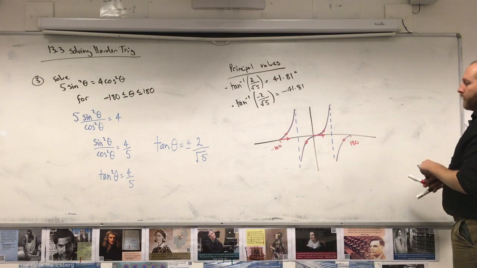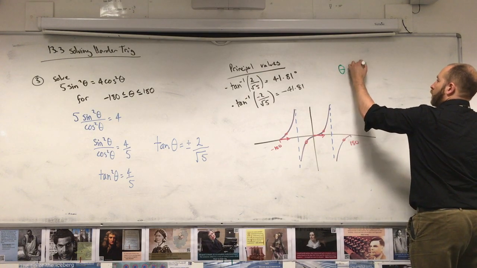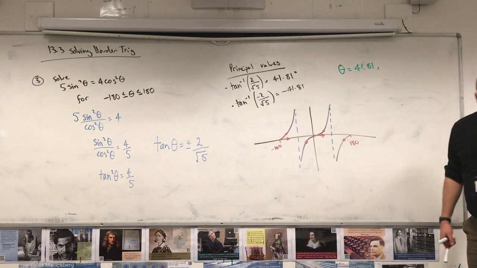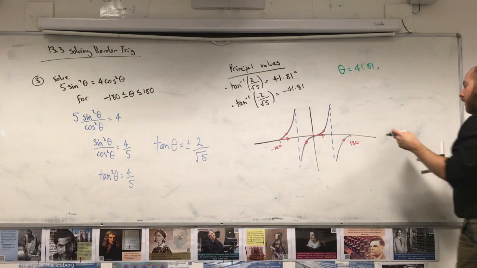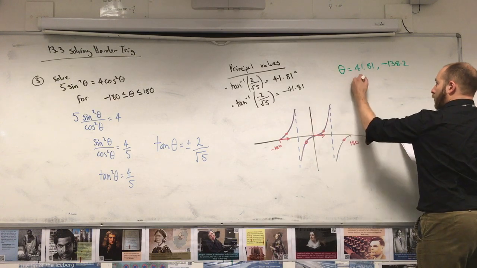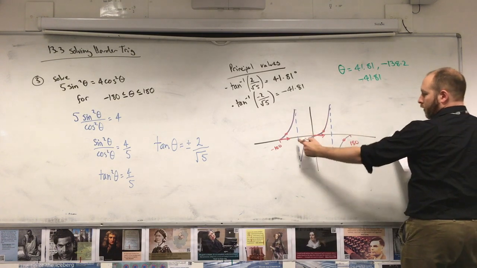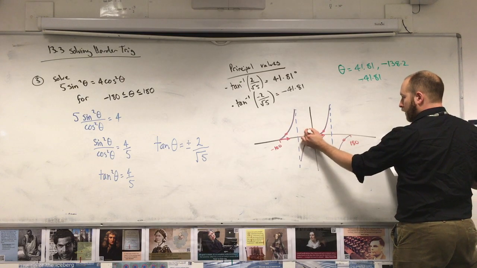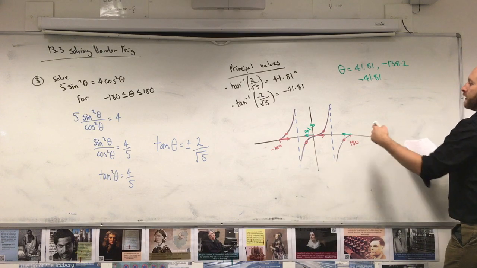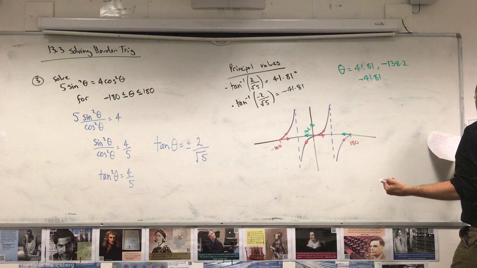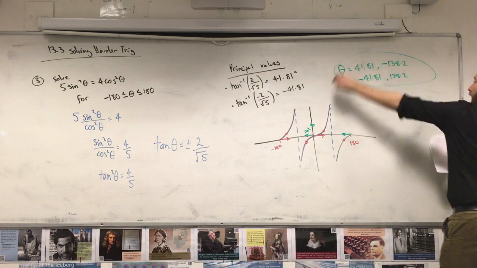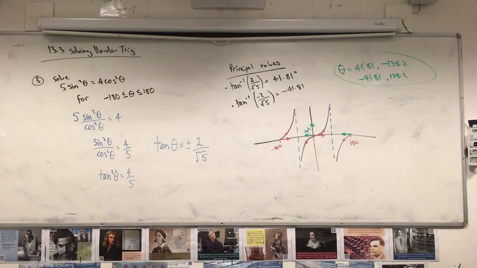180. So my theta values, 41.81, and we're also going to get minus 180 plus 41.81, which will be minus 138.2. We're going to get minus 41.81, and the corresponding value to that one is going to be 41.8 away from where it crosses. So 180, take that, which will be just 138.2. So there's my solutions for that table.